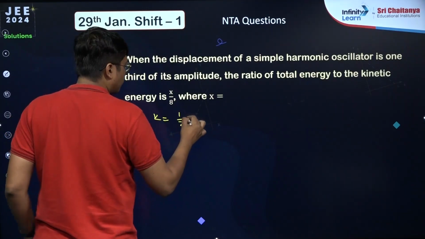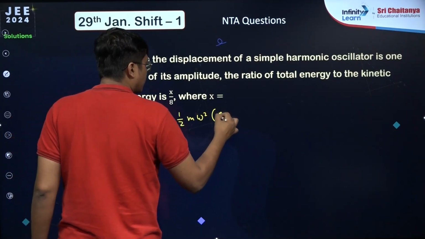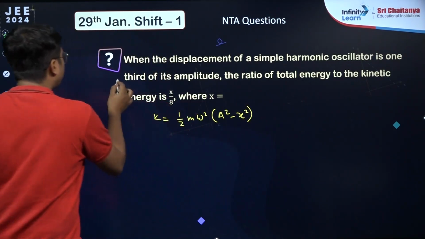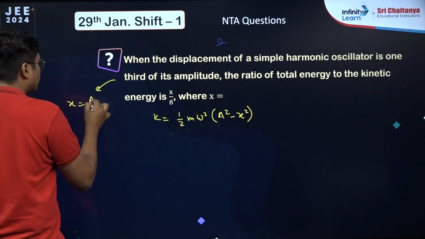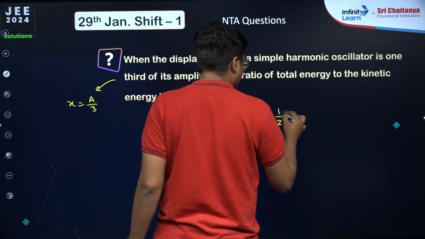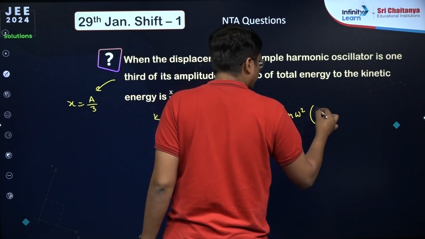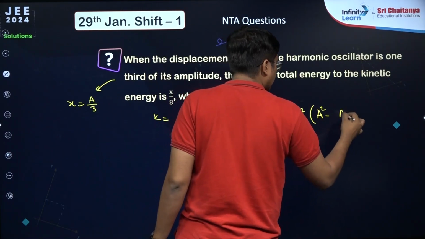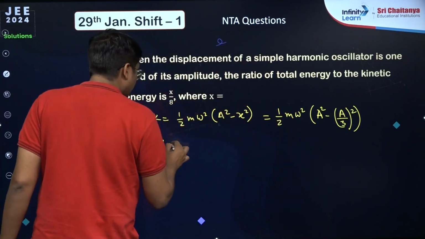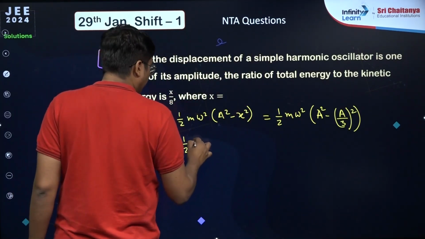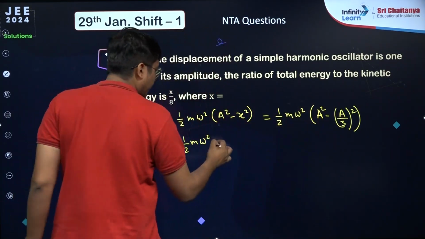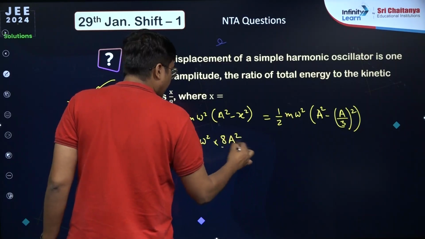K is equal to half m omega square times (a square minus x square). Now it is 1/3 of its amplitude, so x is equal to a by 3. So over here I have half m omega square times (a square minus (a by 3) whole square), which makes K equal to half m omega square times (a square minus a square by 9), which will make it 8 a square by 9.